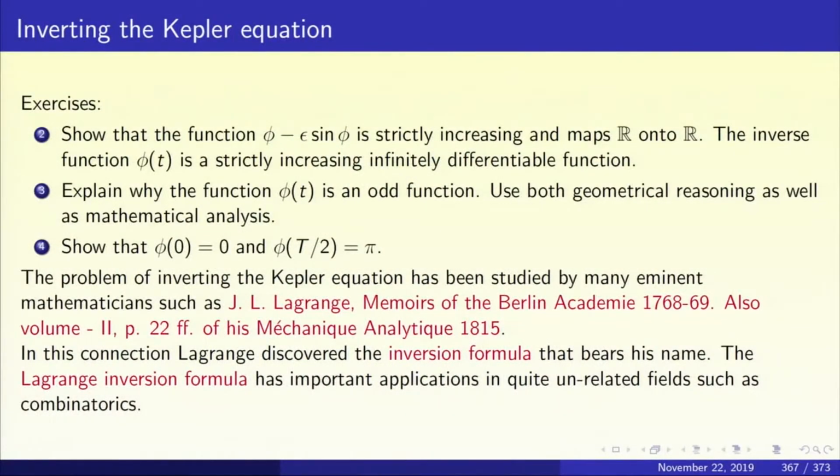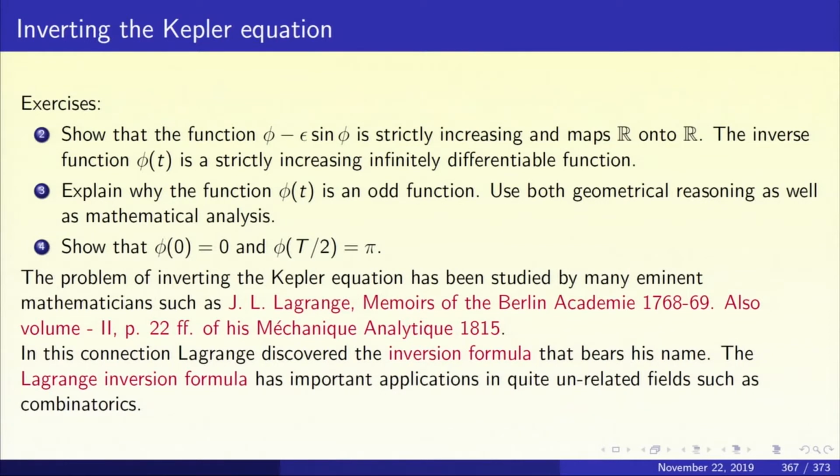Now explain why the function phi of t is an odd function. Use both geometrical reasoning as well as mathematical analysis. I will give you the mathematical analysis argument. The direct function is an odd function and the inverse function is also going to be an odd function. Phi of 0 equals 0 because it's an odd function. So its value at the origin is 0.